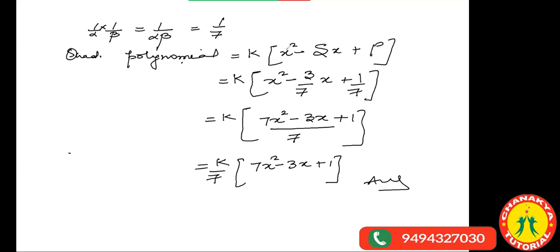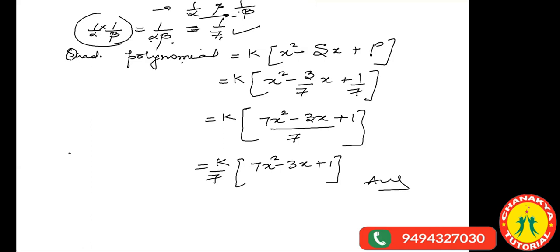Ma'am, can you explain it again, the one after product of zeros? Product of the zeros is 1 upon alpha beta, because we have to form a quadratic polynomial whose zeros are 1 upon alpha and 1 upon beta. So the product will be, when you multiply these two, 1 upon alpha beta, and the value of alpha beta we calculated previously was 7.